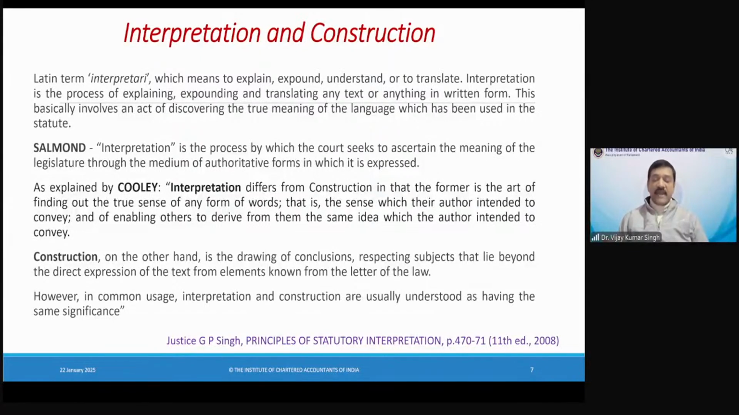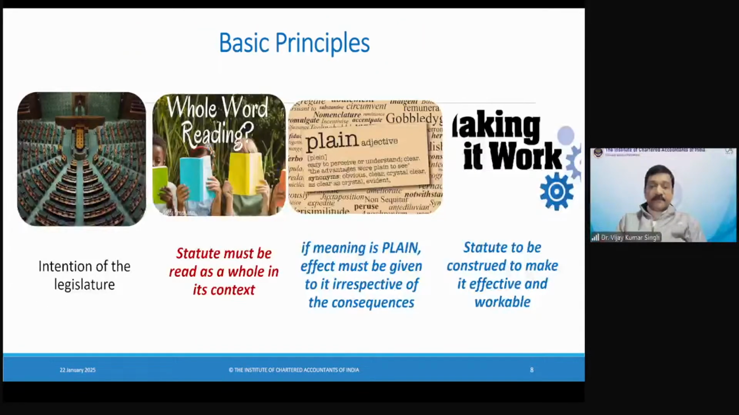But in common language, as I told you before, we mean these two terms are similar in nature. So they are basically the same terminology. You will find many places where construction is used as interpretation and interpretation used as construction. Now, we were talking about the basic principles, and we had covered intention of the legislature in our previous class. We will repeat that briefly, and then we will talk about the three other basic principles of interpretation.